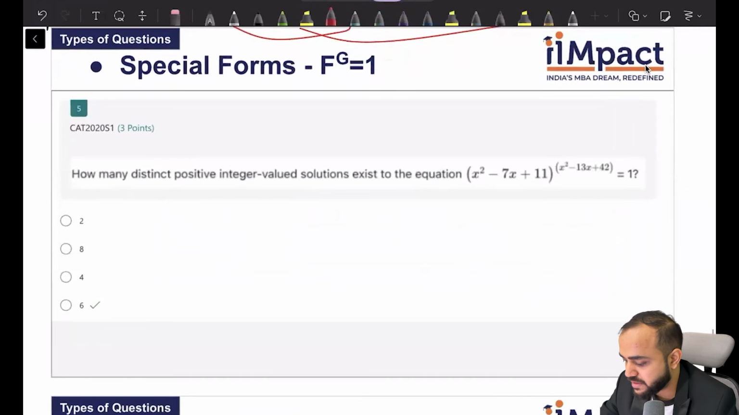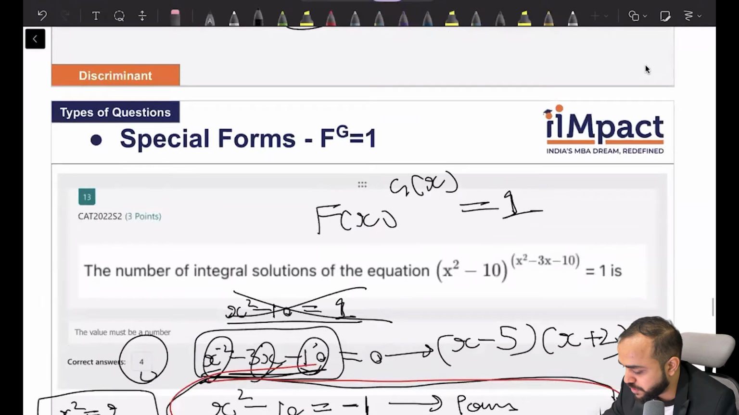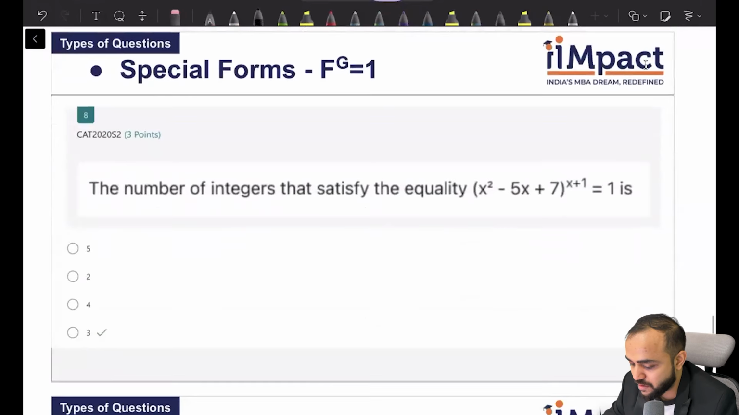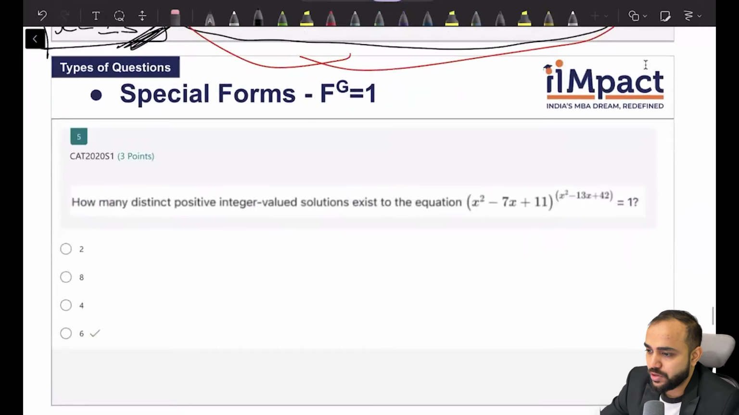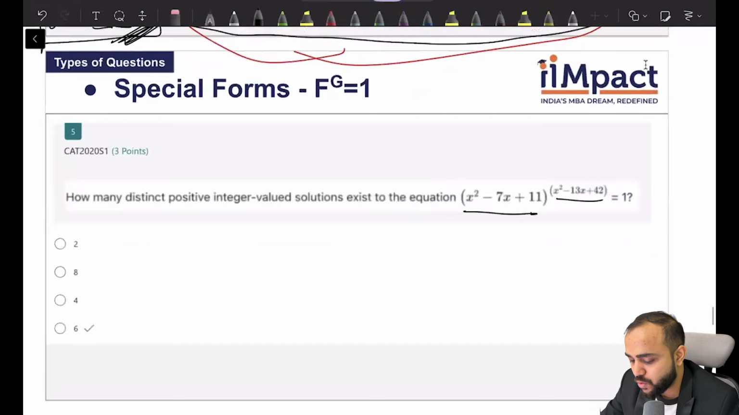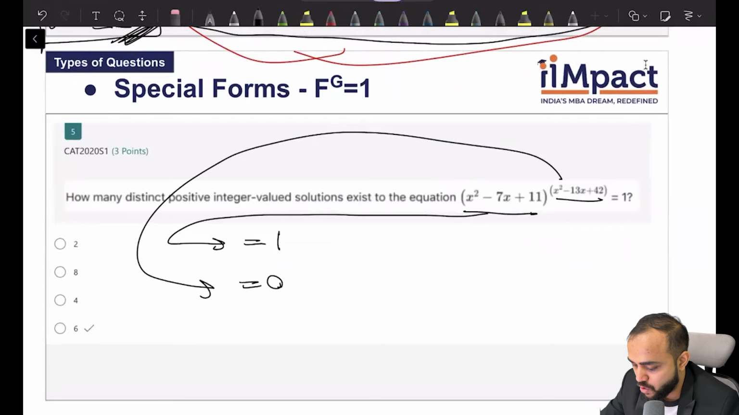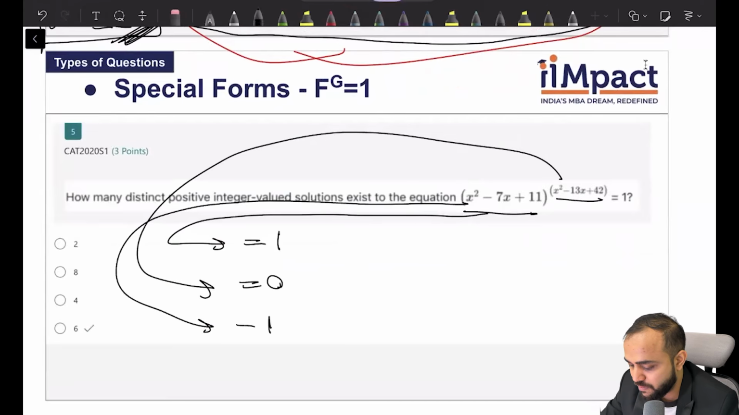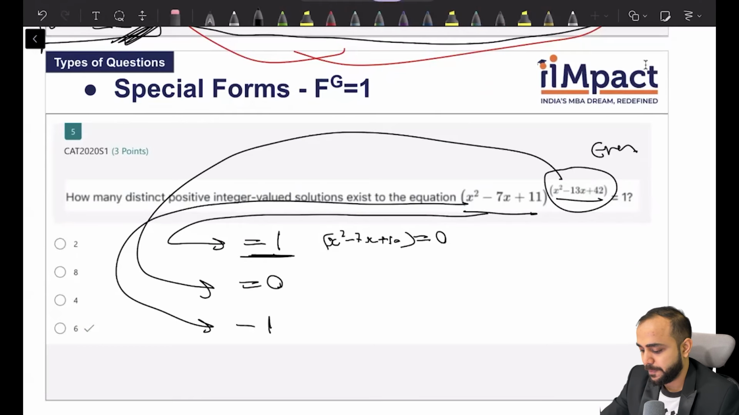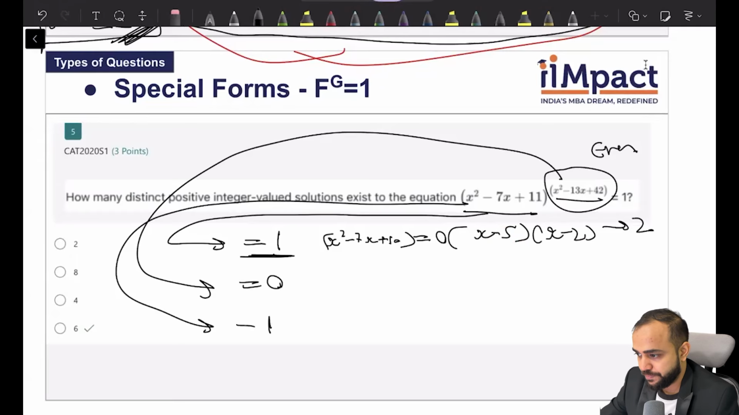Next question in the exact same format. CAT has asked this in 2022, asked this in 2020, and asked this again in 2020 in one of the slots. So you have a quadratic to a quadratic is equal to 1. The approach is the same. This equal to 1, this equal to 0, or this equal to minus 1 while this is even. So can this be equal to 1? x square minus 7x plus 10 is equal to 0. Yes, it can be, x minus 5 into x minus 2. So I will have two roots here.